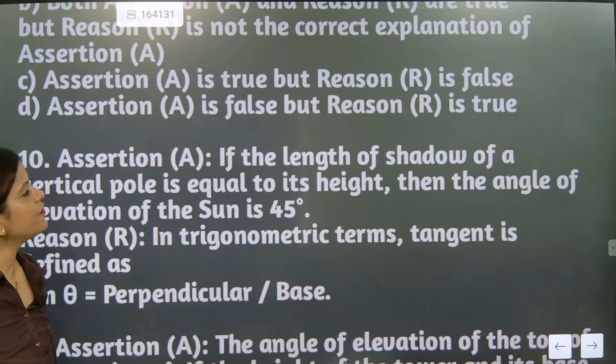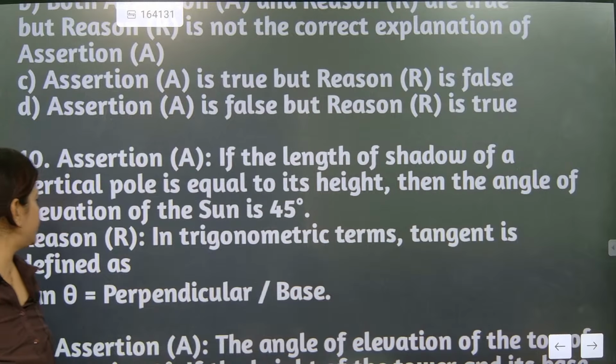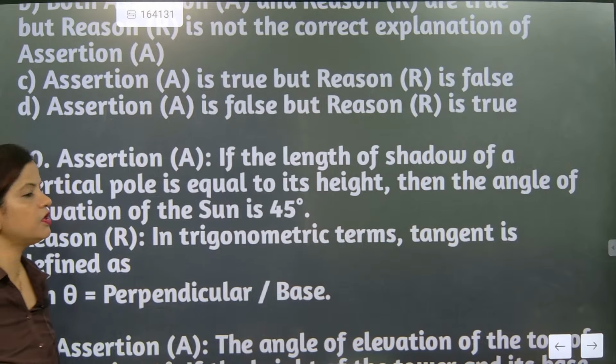Maha, A. So if the length of the shadow of a vertical pole is equal to its height, then the angle of elevation of the sun is 45 degree. That's a true statement. In trigonometric terms, tangent is defined as perpendicular by base.